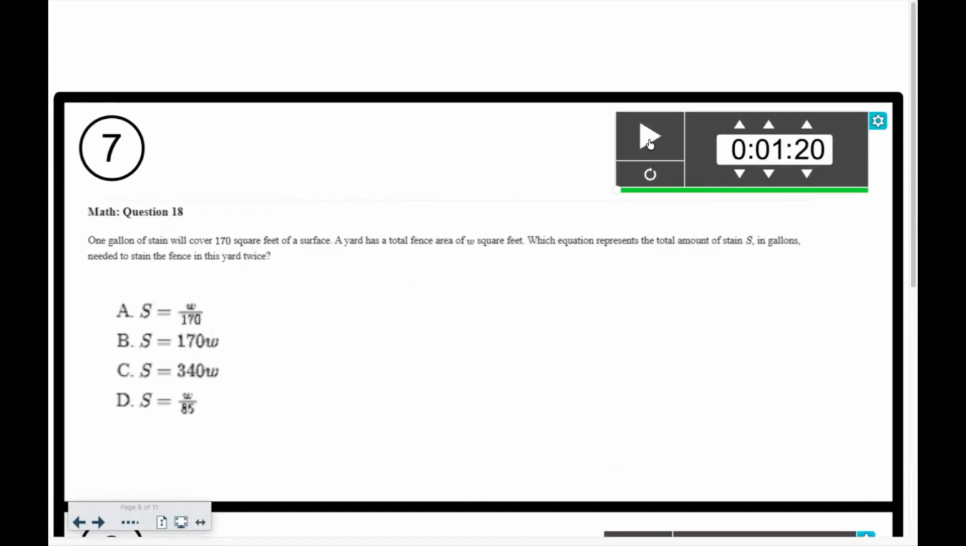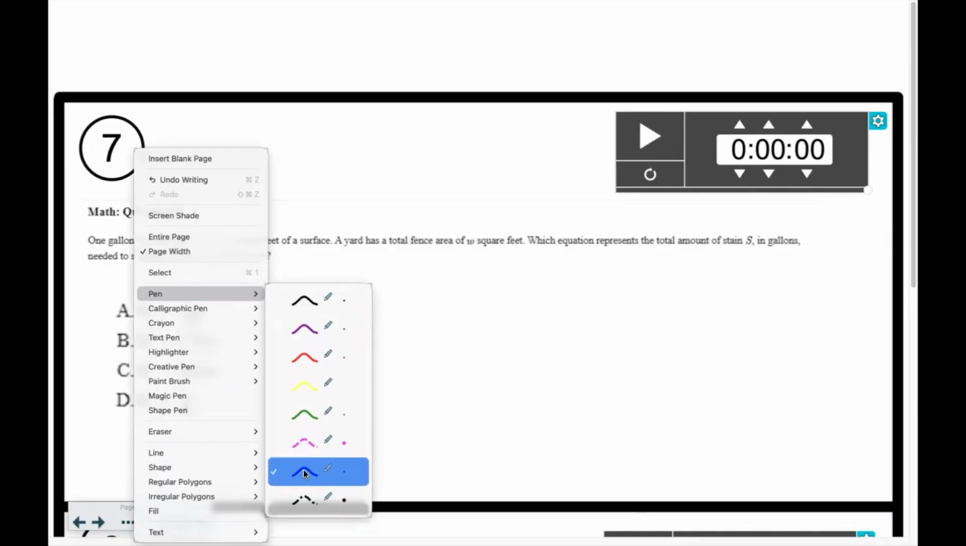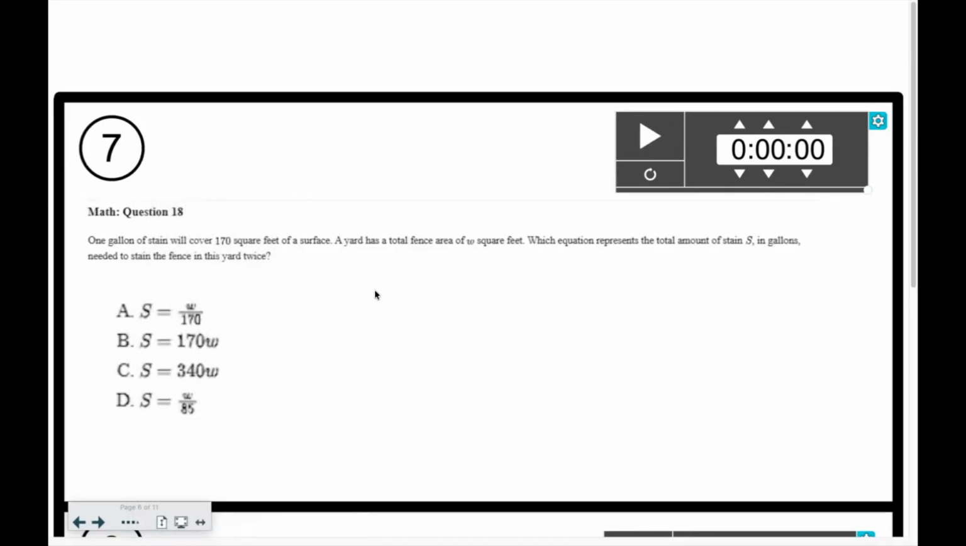All right, this one's a little harder, so try this. If you're able to just figure this out, then great. But if not, one option here is to choose your own value. So if 1 gallon can cover 170 square feet, an option is to just say that the number of square feet in the fence is 170, because then we would just need 1 gallon to cover it. And then it asks which equation represents the amount needed to stain it twice. So logically, if I choose 170, then I should need 2 gallons.